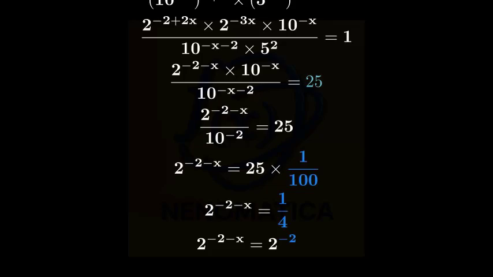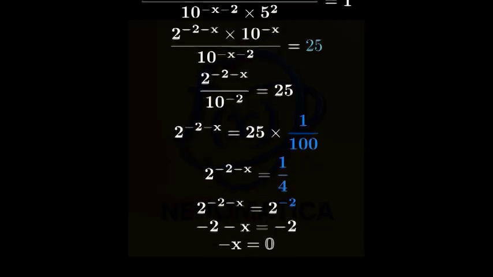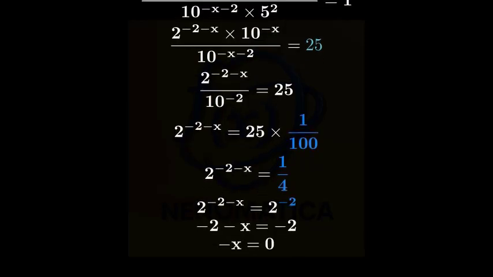Since the bases are the same, we can set the exponents equal. This gives us negative 2 minus x equals negative 2. Let's solve for x by adding 2 to both sides. This gives us negative x equals 0. Finally, multiplying both sides by negative 1, we get our answer. X equals 0.